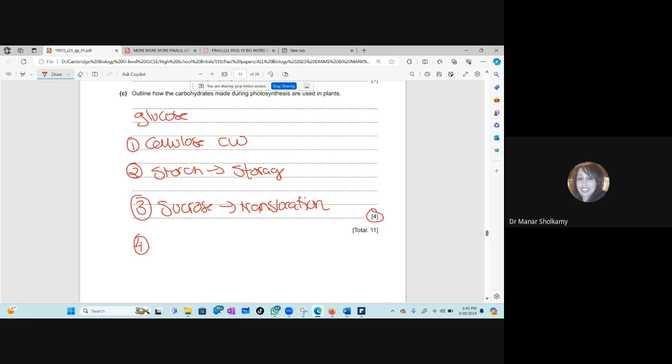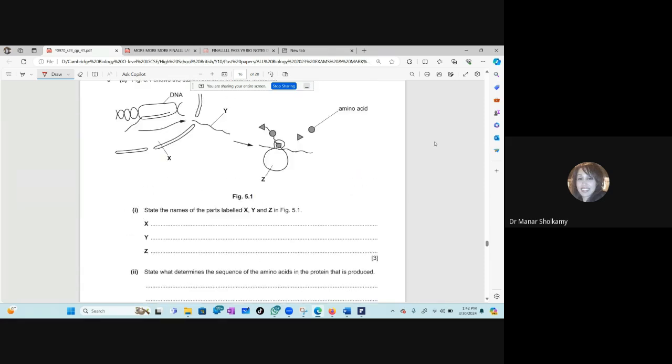Very easy one. To make nectar. Yes, very good, to make nectar. And of course, I can use it to make energy in respiration. This is a very easy question. This question is core.